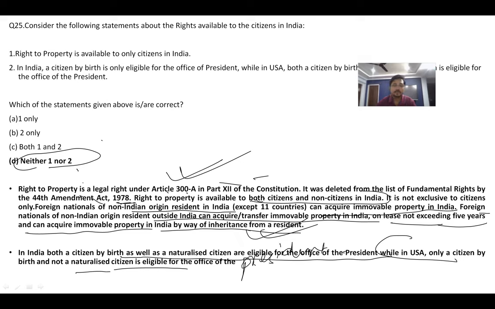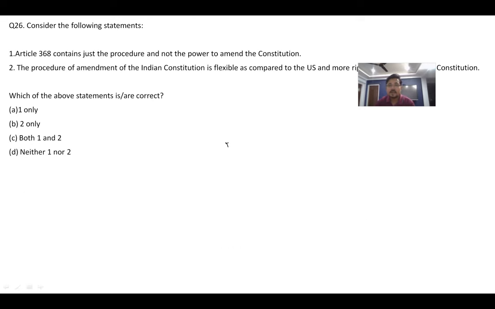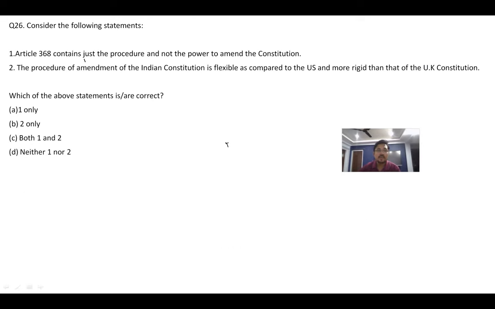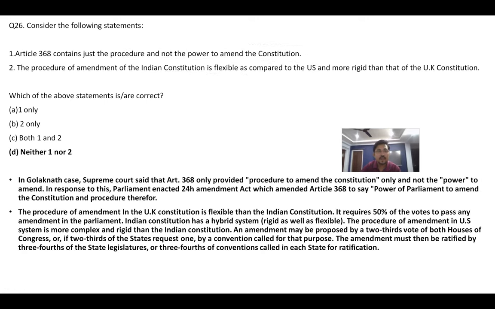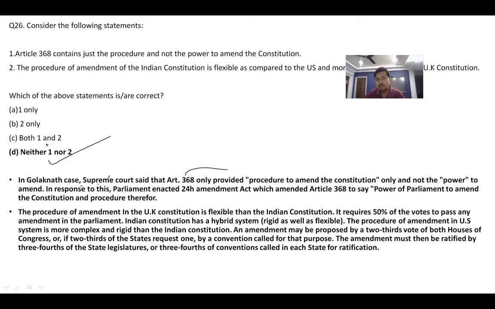Okay. Next, Article 368 contains just the procedure, not the power to amend the constitution. The procedure of amendment in the Indian constitution is flexible as compared to the US and more rigid than the UK Constitution. So which of the following are correct? Here neither one nor two is correct, because in the Golaknath case, the Supreme Court said that Article 368 only provided a procedure to amend the constitution and not the power to amend.